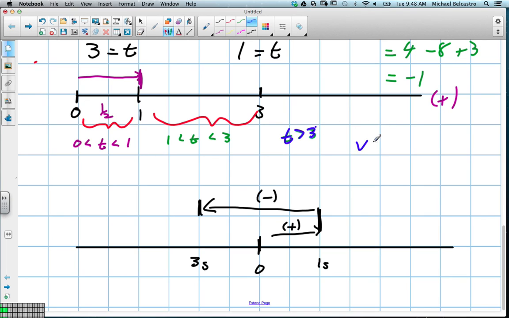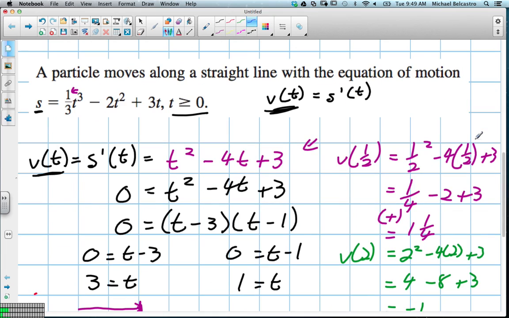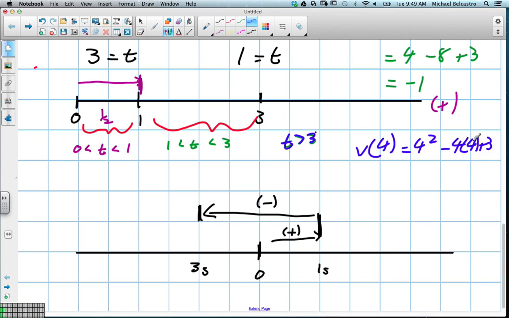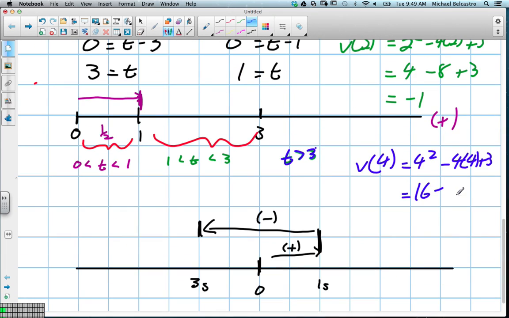So let's take 4. Velocity at 4 is equal to 4 squared minus 4 by 4 plus 3. Is that right? I'm just going to double check the equation. Yeah. Okay. So this gives us 16 minus 16 plus 3. So this is a positive value again, which means at 3 seconds, it finally took off in a positive direction and went that way forever. Okay? So this helps us with velocity in terms of which directions things are going.